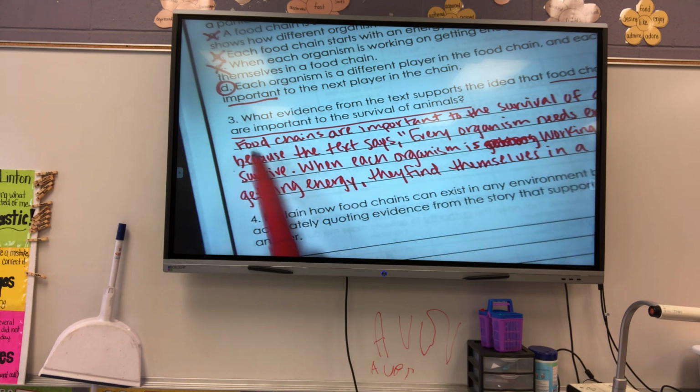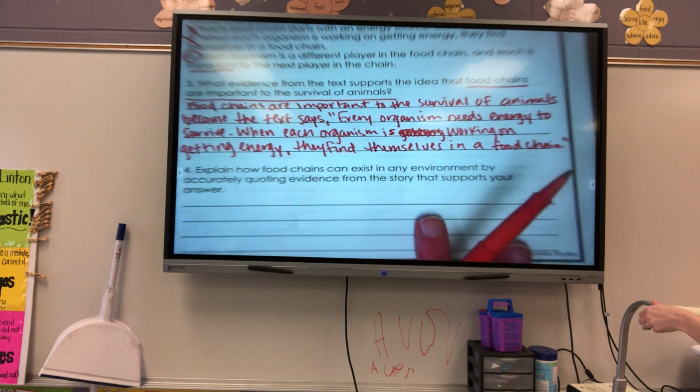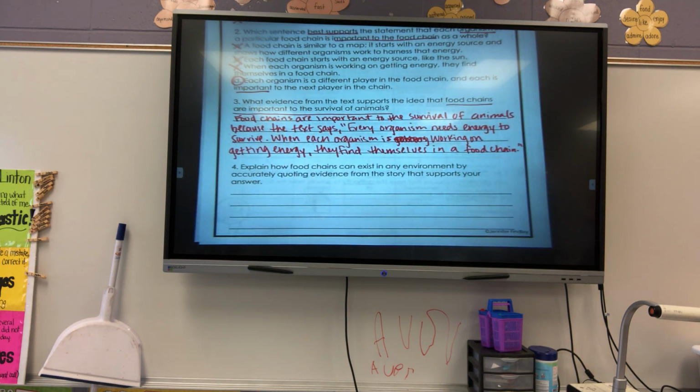So does that tell me that food chains are important to the survival of organisms? Yes, because they need energy to survive. How do they get the energy? By being part of a food chain. Okay? And so that's number three, and then we will pick up with number four tomorrow.